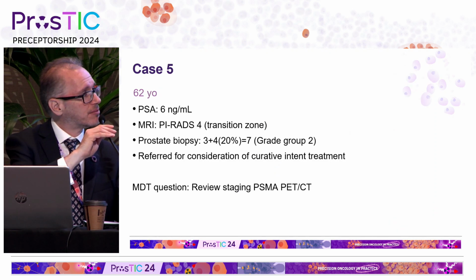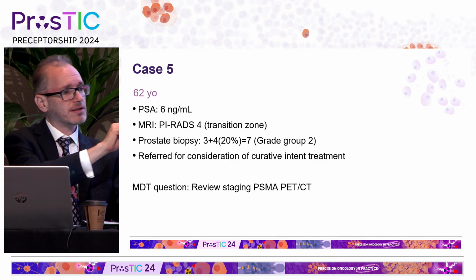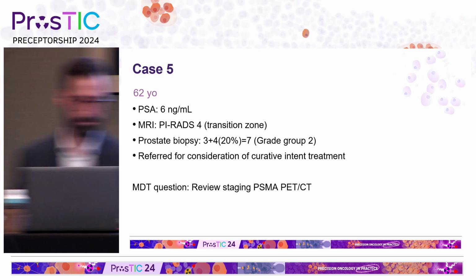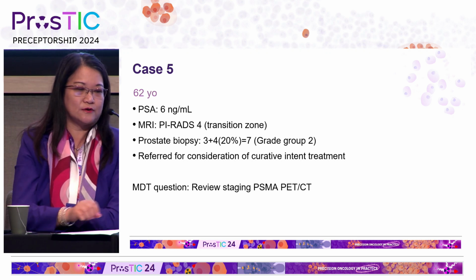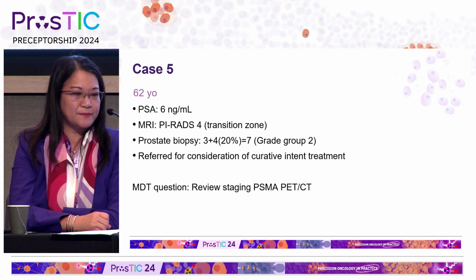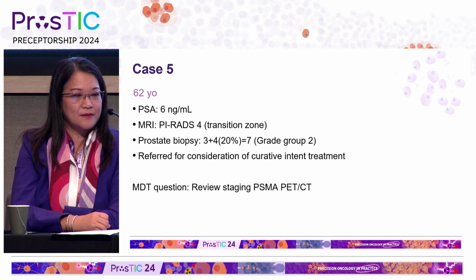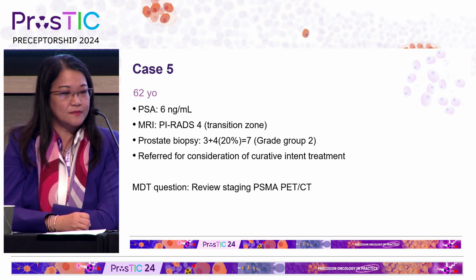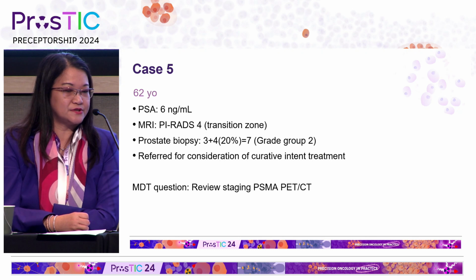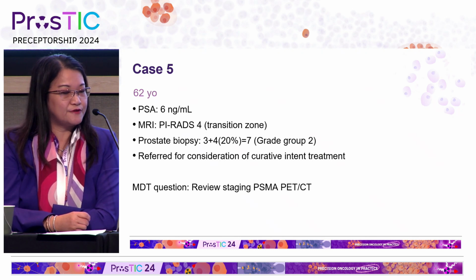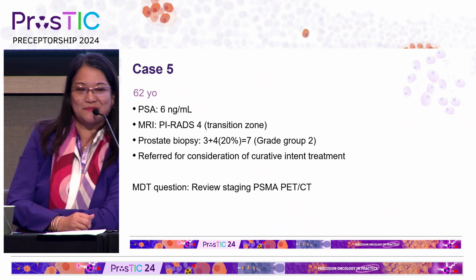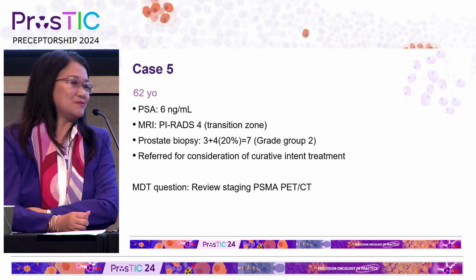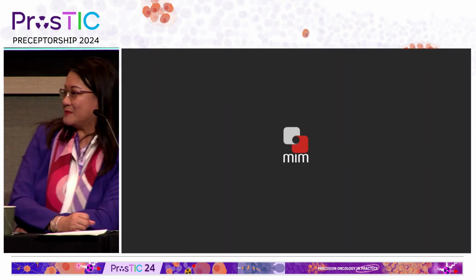We might go to case number 5, Ting. Great. Next case is a 62-year-old with PSA of 6 and a PI-RADS 4 lesion with a biopsy showing, again, grade group 2, this time 3+4, and again referred for consideration of curative intent treatment. So firstly, can we have a look at the PSMA PETs for staging before surgery?